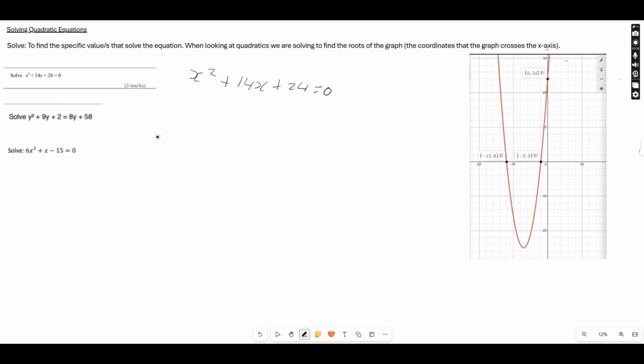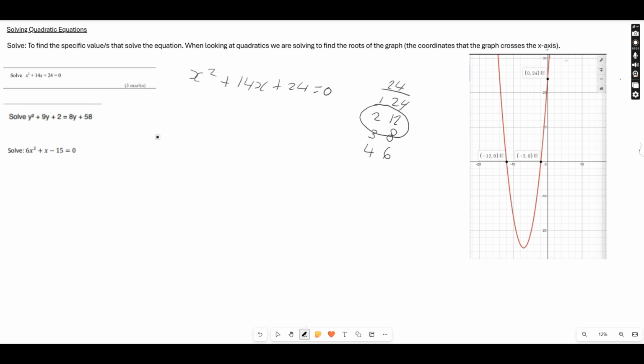So what I'm going to do now is just write down the factors of 24. So we've got 1 and 24, 2 and 12, 3 and 8, we've got 4 and 6, and we can see here that 2 plus 12 is going to equal our 14 here. So we know that these two here are going to be our factors, okay?